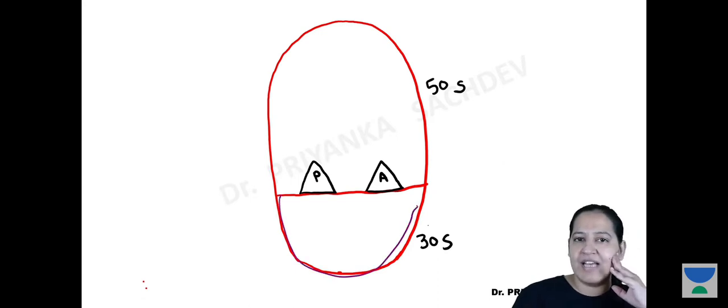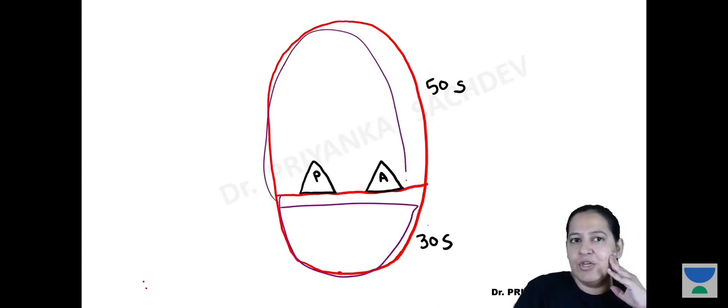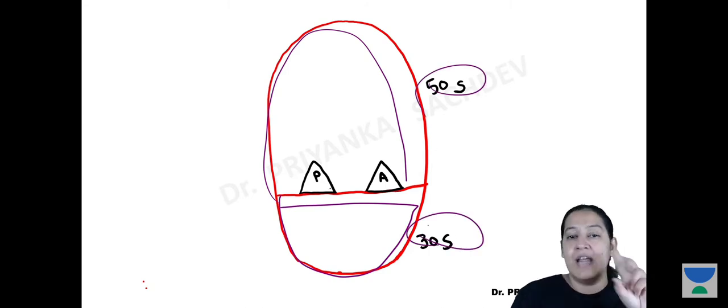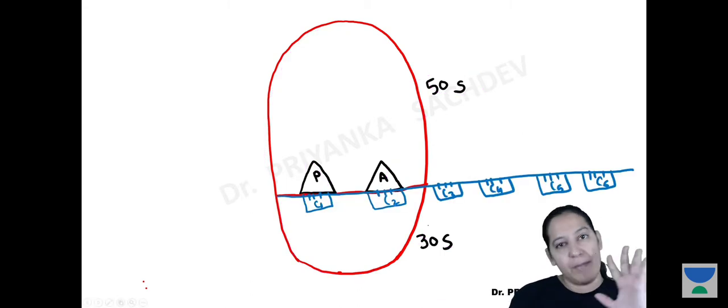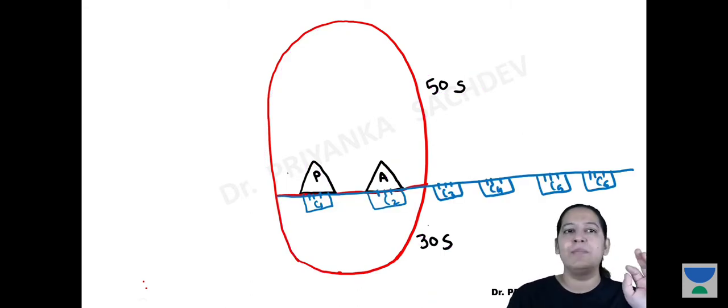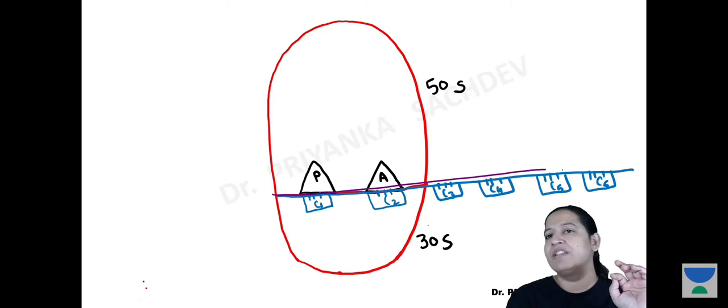Ribosome has a 30S unit. Ribosome has a 50S unit. You can see 50S and 30S. And it has two windows, P window and A window. Now this mRNA is coming from the nucleus into the cytoplasm. You can see mRNA is binding with the ribosome.